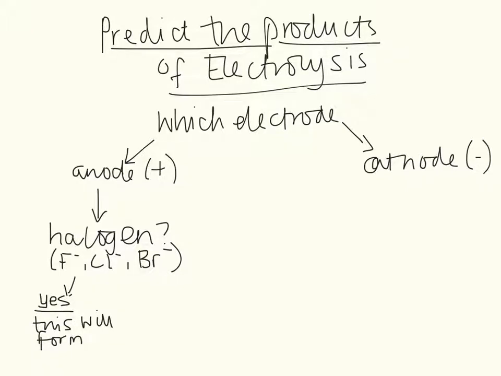If the answer is no to that question, so if in your solution or your molten liquid, you haven't got fluoride, chloride, bromide, probably the examples that you'll get given, then it will probably be because you've got a sulfate ion present, which is SO4 2-. And if that's the case, then oxygen will form.